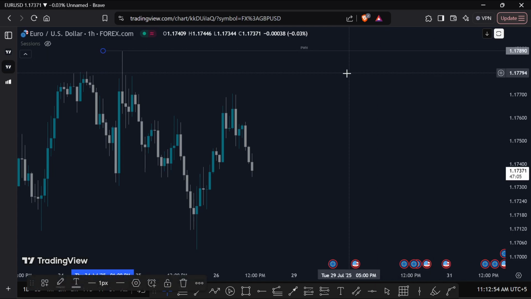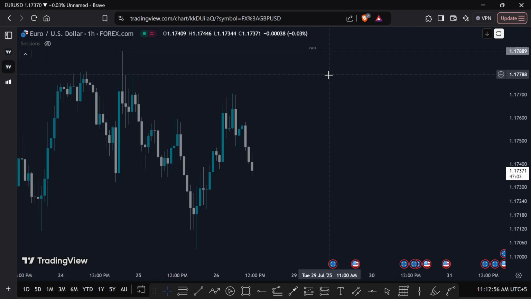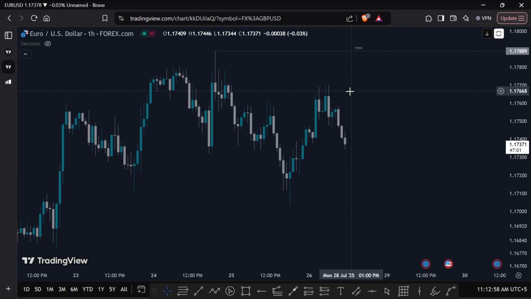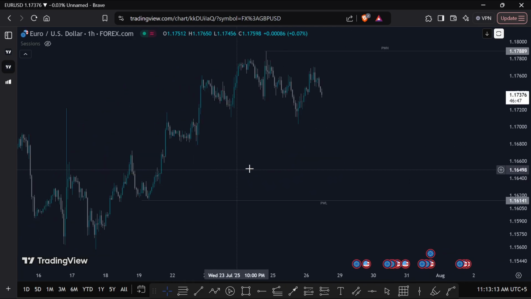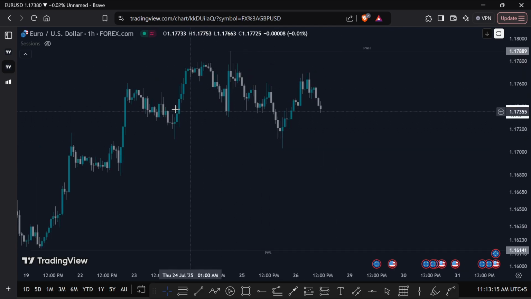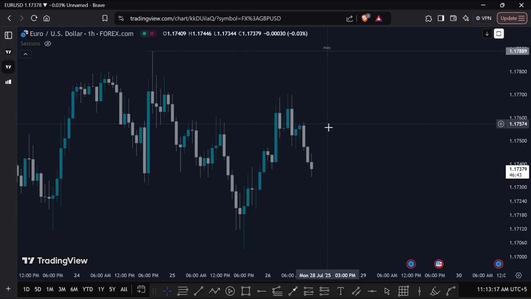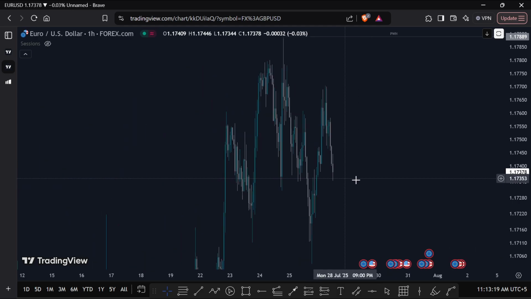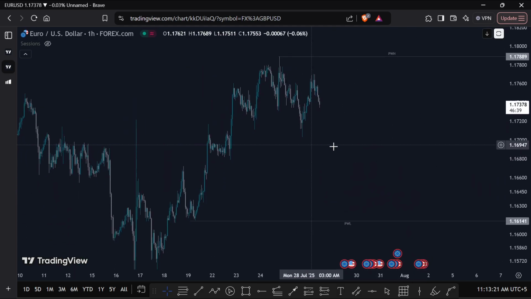Because if you look at it from a different perspective, Monday is the starting day of the week. Before Monday you don't really have any day, so Monday is the first day of the week, and you don't really have any day before Monday in the starting of the week. So that's why you can't really mark out any previous day levels on Monday. Alright, so that's the 1 hour time frame. The 1 hour time frame really tells us about a lot of things.